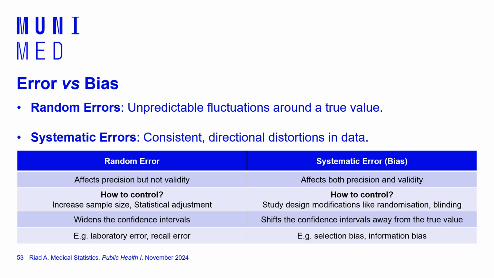Examples for random error can be laboratory error or recall error, and this is part of your self-study from the textbook. And for systematic error or bias, we have selection bias and information bias.